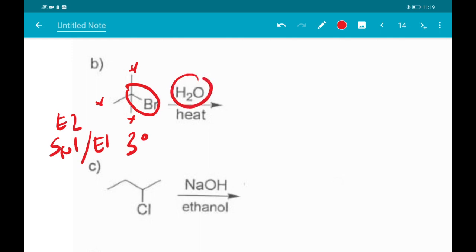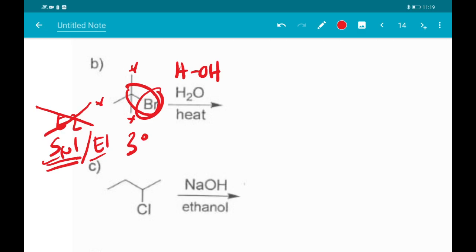In this case, we are using water, which is weak. Therefore, we're going to cancel out E2 because E2 requires a strong base, just like SN2 requires a strong nucleophile. Therefore, the answer left with us is SN1 and also E1. So what's going to happen is there will be two products. We can draw the water molecule as HOH. For the product of substitution, we're going to substitute the Br with the nucleophile. So between the H and the OH, the Br will be replaced by OH to give you the compound like this.